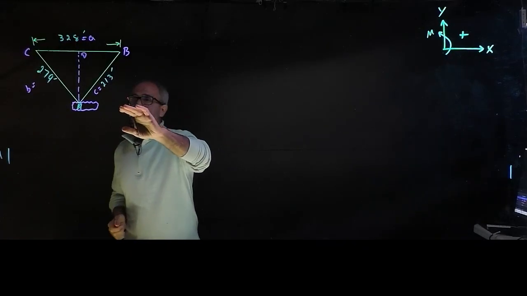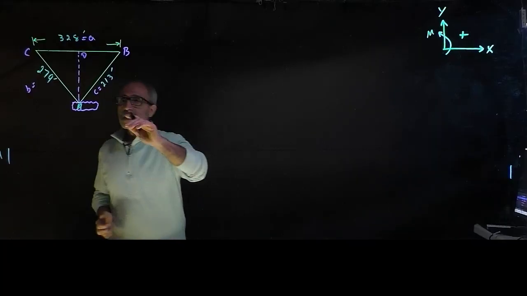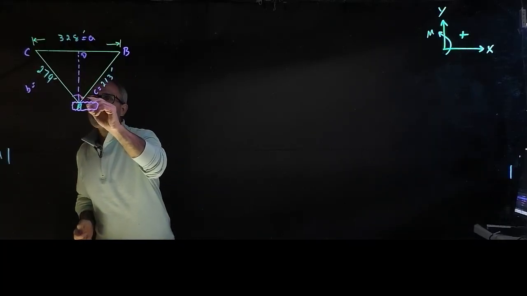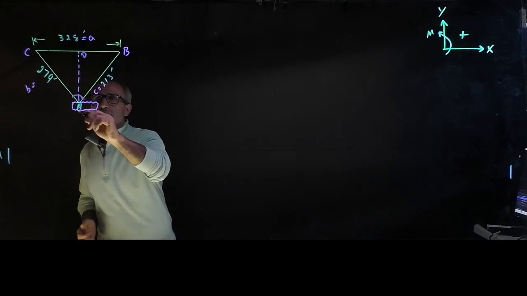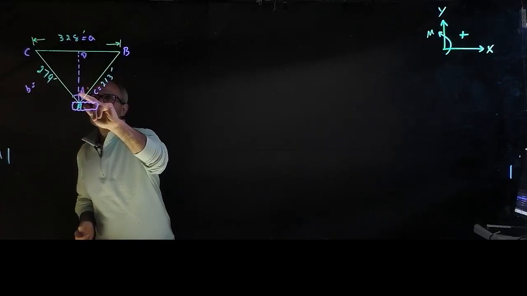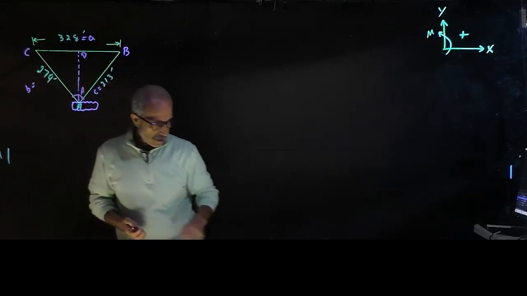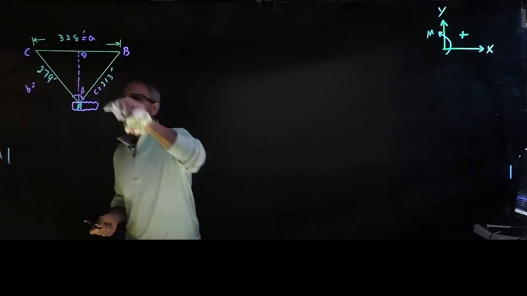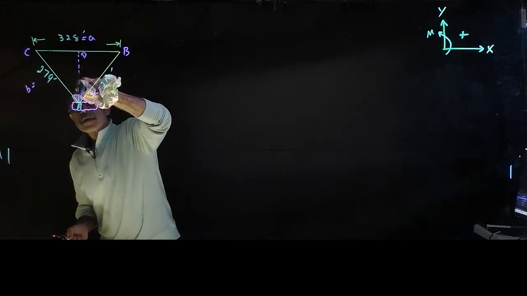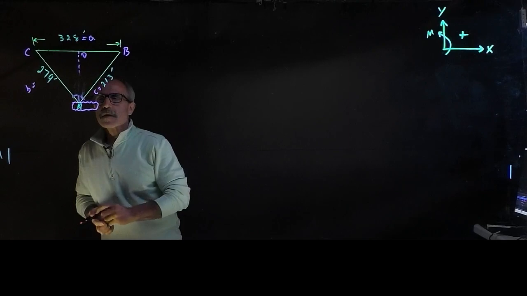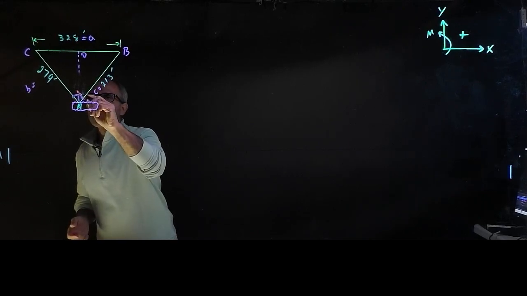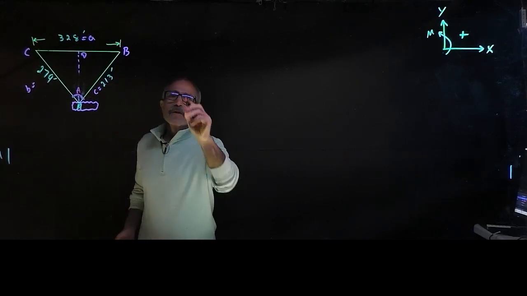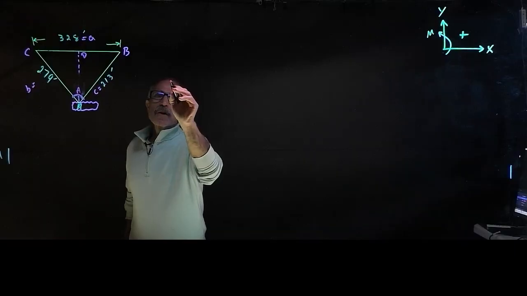So first I'm going to find this angle right here, this whole angle, and let's call it angle A. Let me erase this here. So I want to find angle A right here. Okay, so using the cosine law, I'm just going to go ahead and say A is equal.